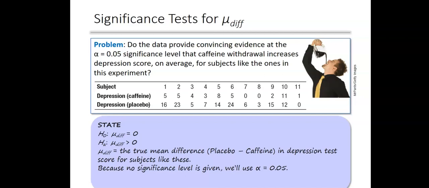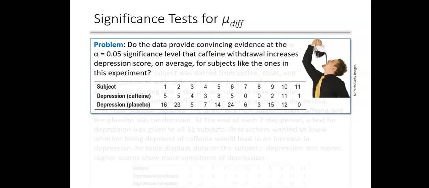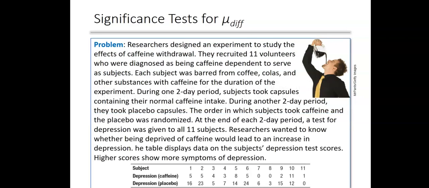It doesn't say anything about the alpha level in the question, so you'd say alpha equals 0.05. And again, it's greater than 0 because we're taking what we think will be the higher depression minus the lower depression. Okay, so plan. You would check the conditions. So you look back and look for the random somewhere.